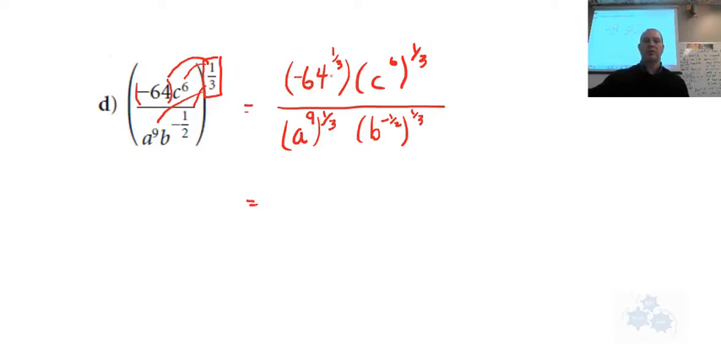So what is negative 64 to the 1/3? That's the same as the cube root, right, of negative 64. So what's that? That's going to be negative, what? 4, right. So negative 4. And c to the 6 to the power of 1/3, well, you multiply those two. So 6 times 1/3 is 6/3, so that's going to be c squared, right? Down here, this is going to be a to the power of 9 divided by 3, which is 3. This is going to be b to the power of negative 1/6.